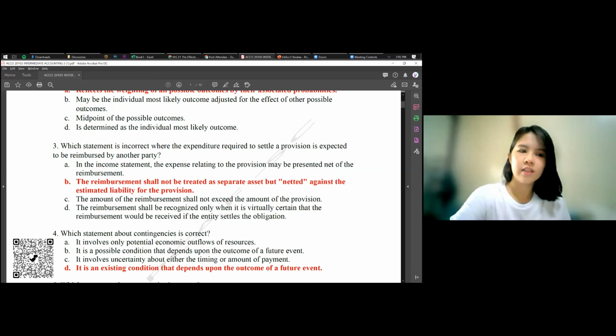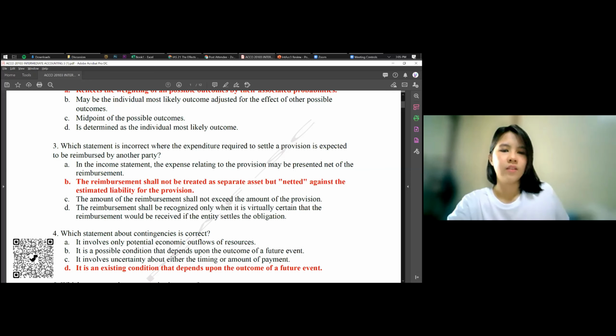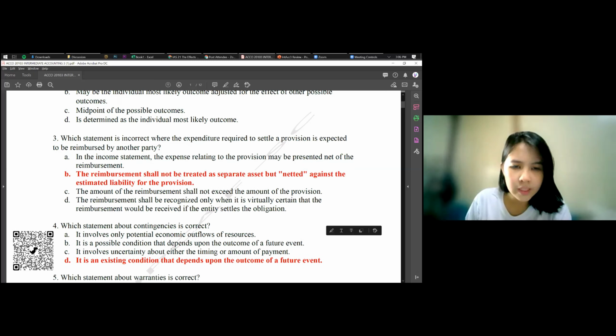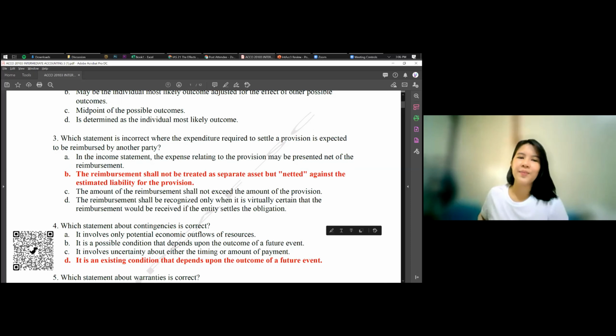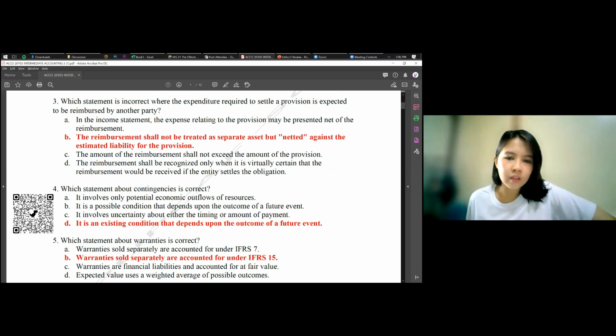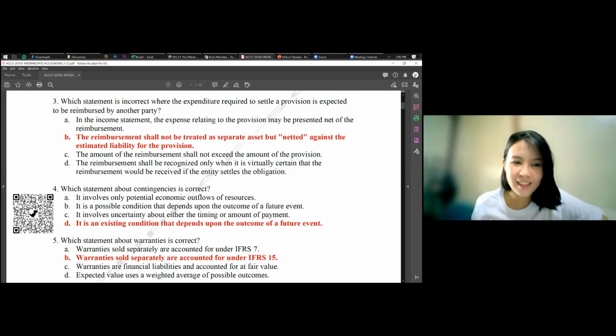Okay, so for reference, just scan through this QR. So you'll see the actual passage if you search. 5. Which statement about warranties is correct? Okay, mention natin to kanina, right? Okay, warranties sold separately are accounted for under IFRS 7. So pagkakaalala ko, IAS 37, kapag hindi sold separately. Diba? Kapag sold separately, it is under IFRS 15 or PFRS 15. So, halatang-halata na ang sagot ay letter B. Based sa discussion natin kanina.